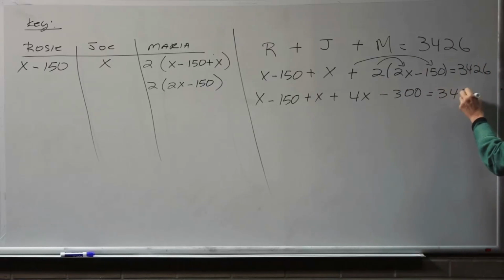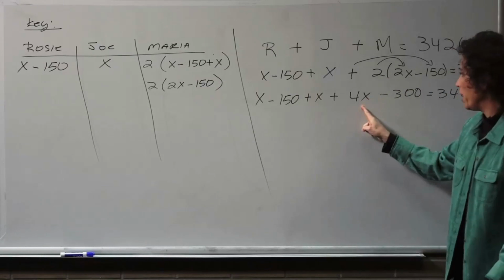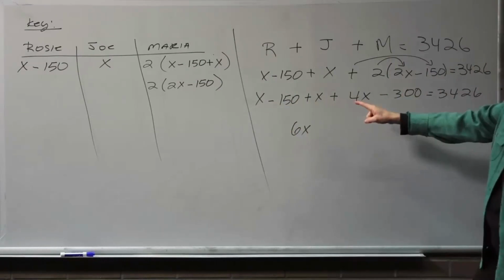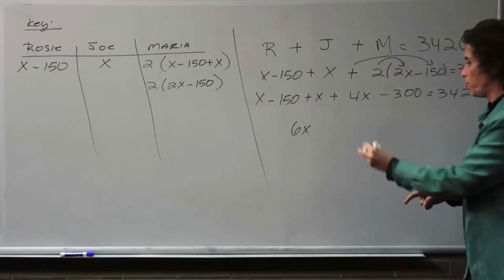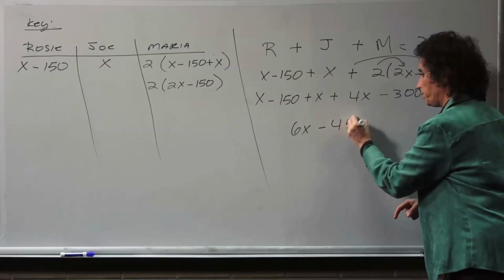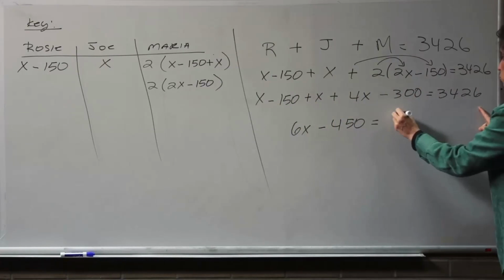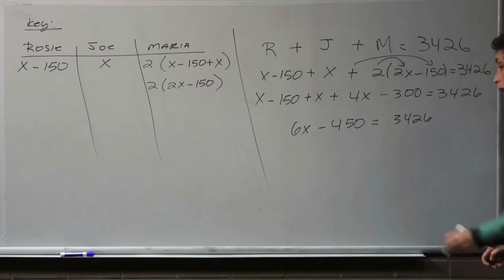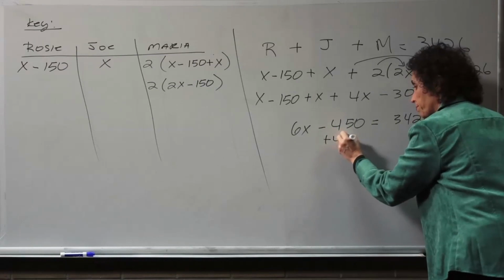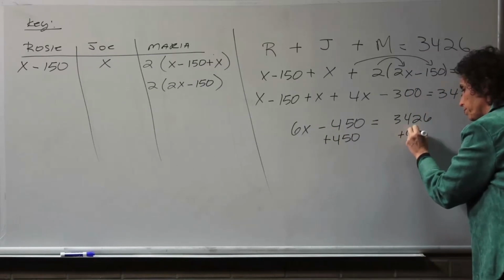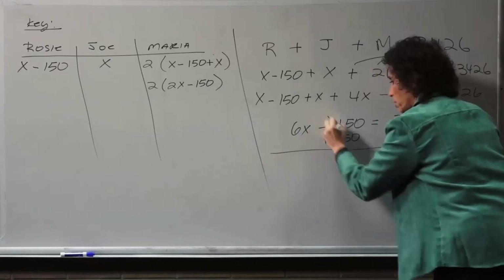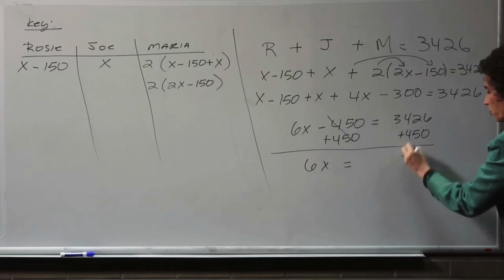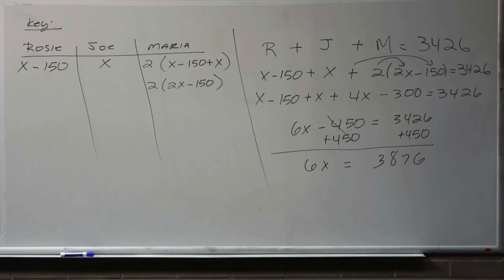Equals 3,426. Now 4X, 5X, 6X's. Done with the X's. I owe you 300. I owe you 150, so I owe you 450. And that equals 3,426. Ready? Still with me? Here we go. Add 450. Add 450. And we get 6X equals 3876.